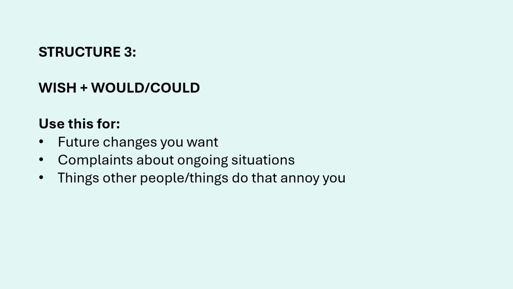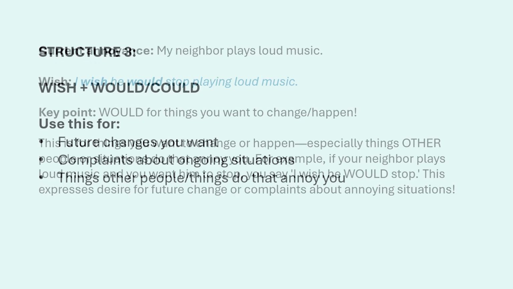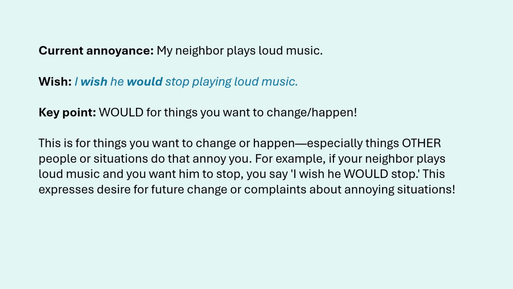Type 3. Future wishes. Structure: wish plus would or could. Use this for future changes you want. Complaints about ongoing situations. Things other people or things do that annoy you. Current annoyance: my neighbor plays loud music. Wish: "I wish he would stop playing loud music."